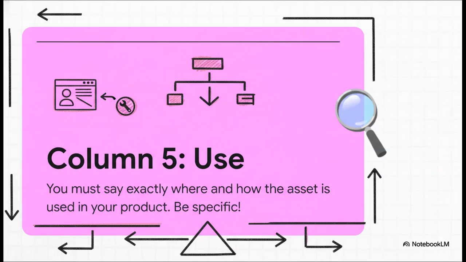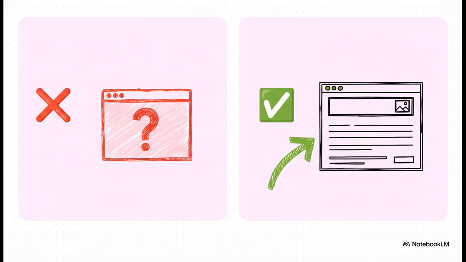And finally, we've got column 5, use. And I know I sound like a broken record, but the key here is exactly the same as the others. Be specific. You need to describe precisely where in your final product this thing shows up and what it's actually doing there. Just look at this comparison. Saying homepage, way too vague. What is it on the homepage? A much, much better answer is something like used as the header background image on the homepage. See the difference? Same thing for quiz page. Nope. Go with used as background music on the quiz page. You've got to be explicit.